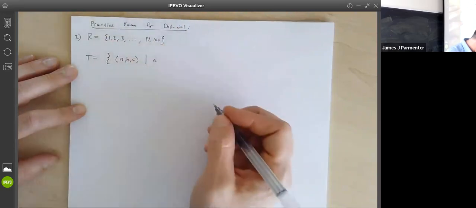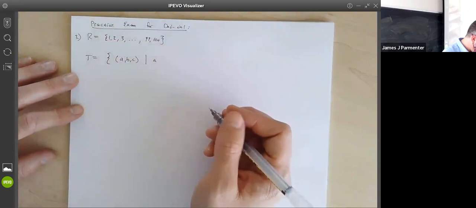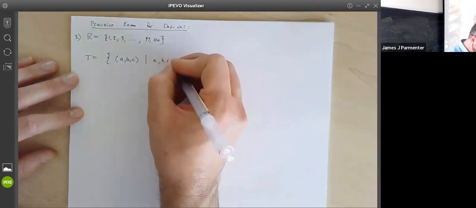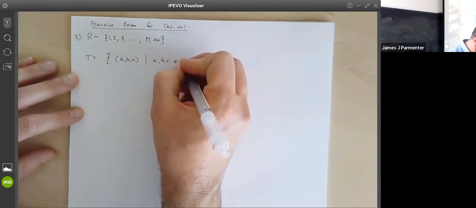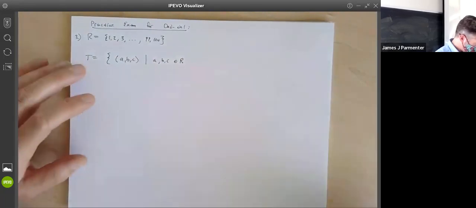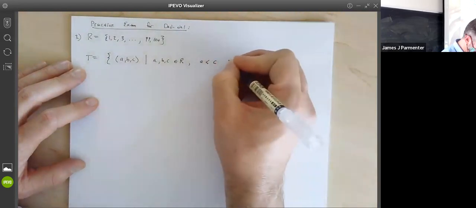Ooh, A, B, and C are real? I feel like he didn't mean that. Oh, no. I apologize. A, B, and C are not real. A, B, and C are elements of R. I was reading that as the real numbers, not R. And then we were given that A is less than C and A is less than B.